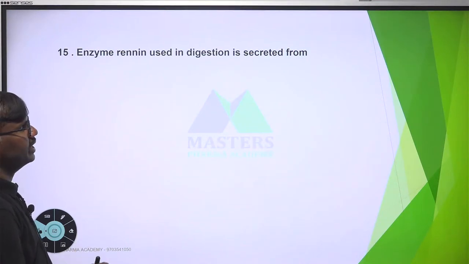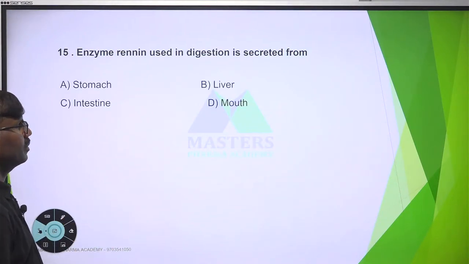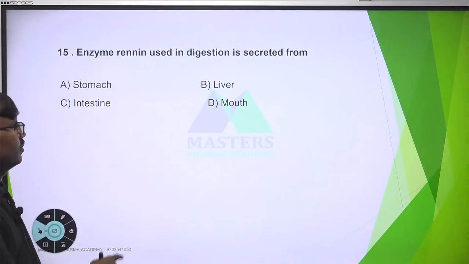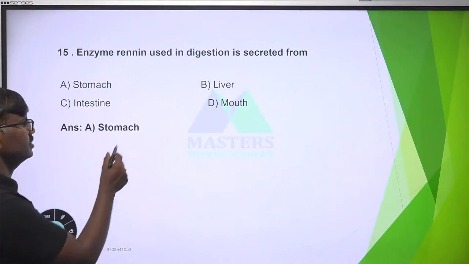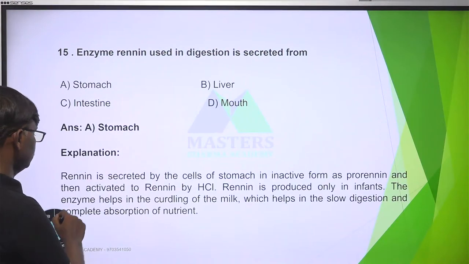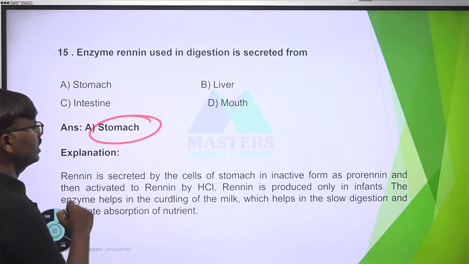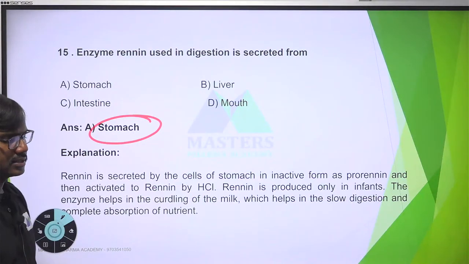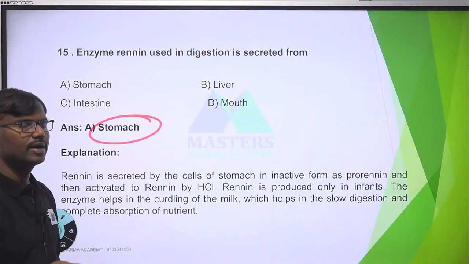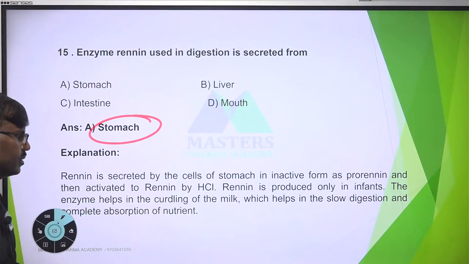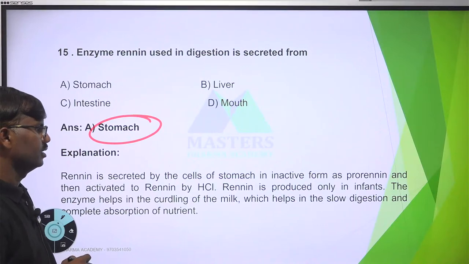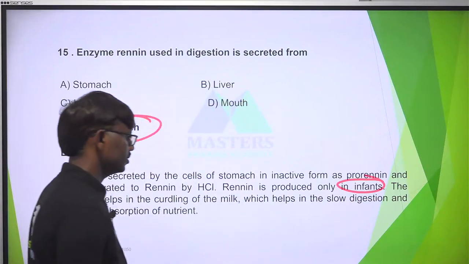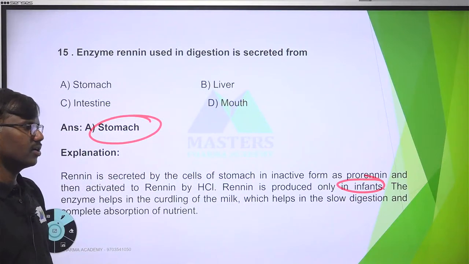Enzyme renin used in digestion is secreted from stomach, liver, intestine, or mouth. The answer is stomach. These are simple questions. So renin is released from the stomach cells. Whenever it reacts with the HCl, it will become activated. Renin is produced only in infants, so it helps in curdling of milk, right?